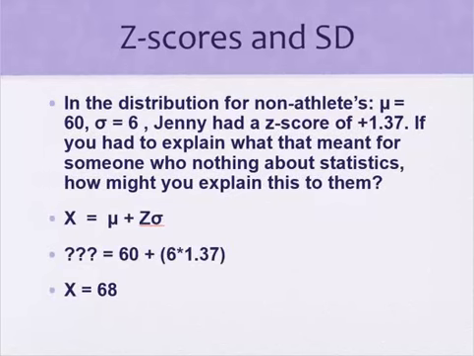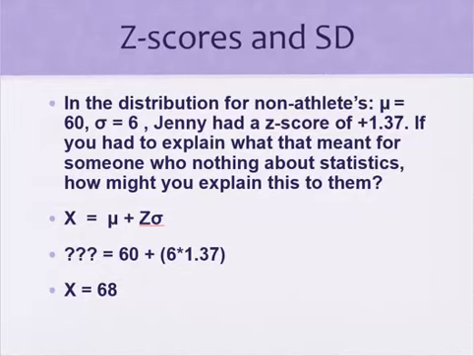Well, remember our formula that we learned, that if we had the population mean, the z-score, and the population standard deviation, we could plug all of that into this formula, and it would give us the raw score. So we know our mean is 60, our standard deviation is 6, and our z-score is 1.37. So if we take 60 plus 6 times 1.37, it gives us a raw score of 68. So Jenny, in this case, who had a z-score of 1.37, actually has a raw score of 68.